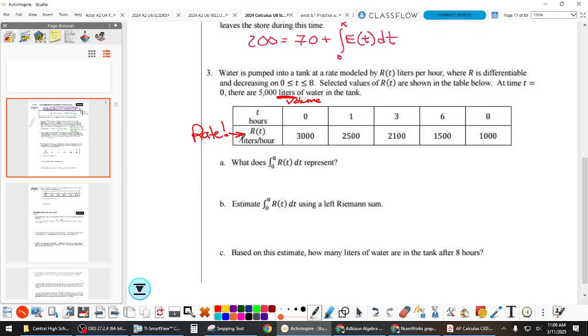So that's one layer up. This functions potentially as an initial condition. And I say potentially not because it's wrong, but because that's what you need to think when you read: this could possibly be an initial condition for a volume function. Okay, so this is kind of interesting. We're taking the integral of r to get what? And this is a definite integral. So it's representing the amount of water gained between 0 and 8, excluding your initial condition of 5,000 liters.